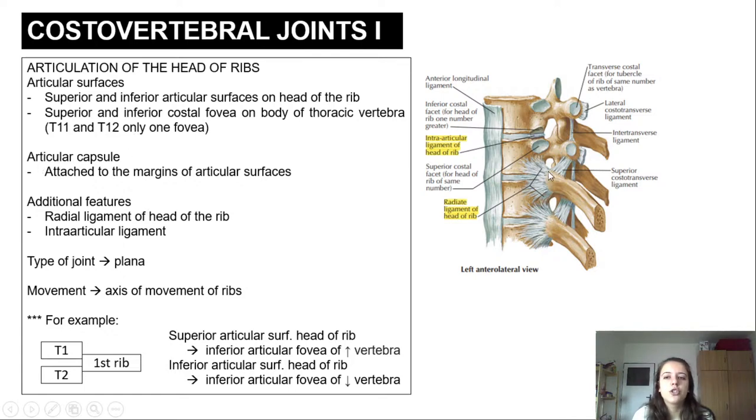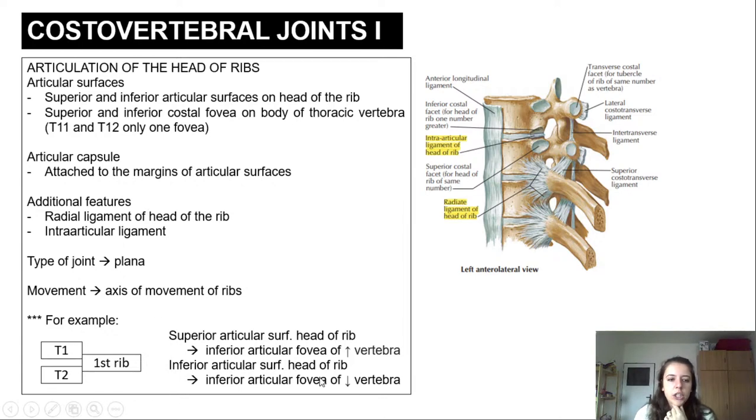The articular capsule is attached to the margins of the articular surface. As additional features, we have the radiate ligament, this one, whose basic function is to protect the articulation and reinforce the capsule. Most of the ligaments that do not have to do with movement reinforce the capsule. And the intra-articular ligament, this one, which means it's located inside the articulation. Just imagine it dividing the articular capsule.